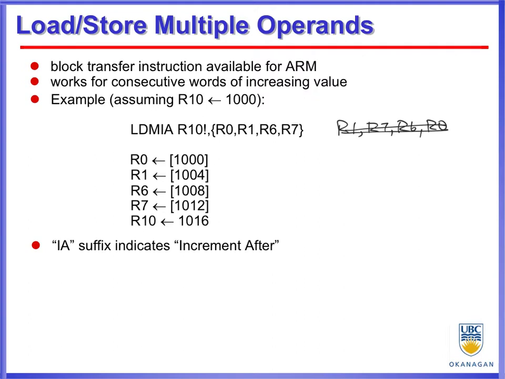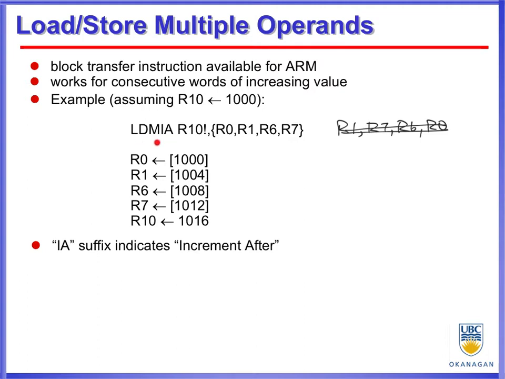Now the IA, increment after, means we increment the memory address after we've loaded. So that means if R10 holds 1000, then address 1000 is used to load register R0, and then we increment it after. So then we increment it to 1004 and use that next address 1004 to load register R1, etc., etc. You can also make this IB, meaning increment before, which means increment the address in R10 first and then use that address to load register R0. Okay? And there's also decrement after and decrement before.